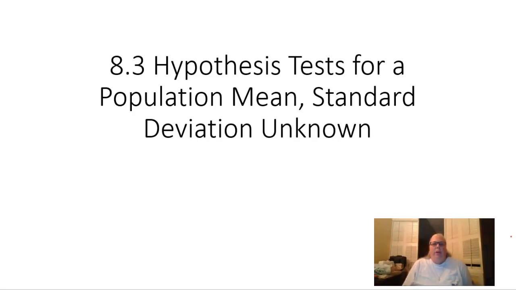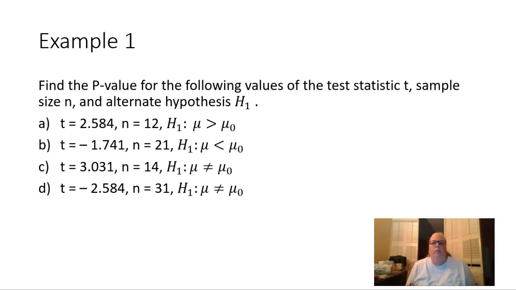These examples go with lesson 8.3, hypothesis tests for a population mean, standard deviation unknown. Example 1. Find the p-value for the following values of the test statistic t, sample size n, and alternate hypothesis H1. Okay, part A, the test statistic is 2.584, n is equal to 12, and the alternate hypothesis is mu is greater than mu 0.